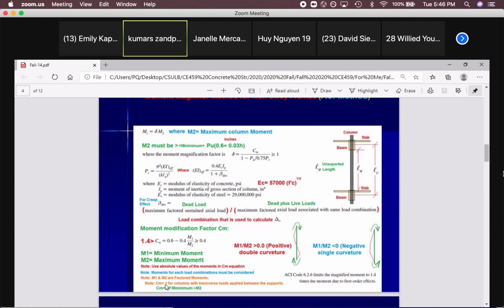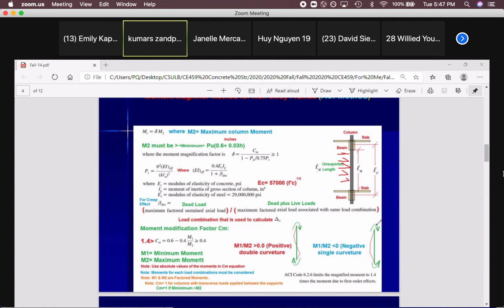Another one, Cm is equal to 1 for columns with transverse load applied between the supports. What does it mean? If this column is at the front face of the structure, you have a wall connected to the column, and you will get lateral load caused by wind or earthquake to the wall, and the wall will transfer that to the column. So in this case, you will get transverse load between the supports.